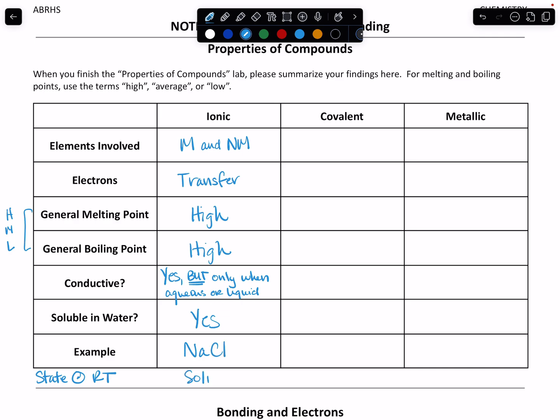These guys are solids at room temperature. And again, that's going to come back to that strong ionic bond. All right. Now let's talk about our covalent molecules.